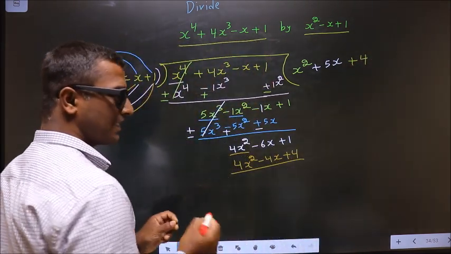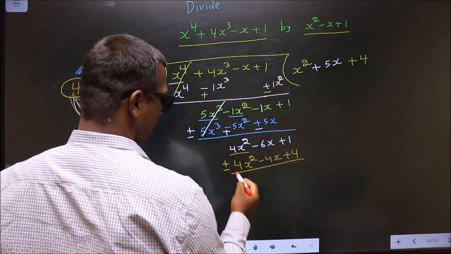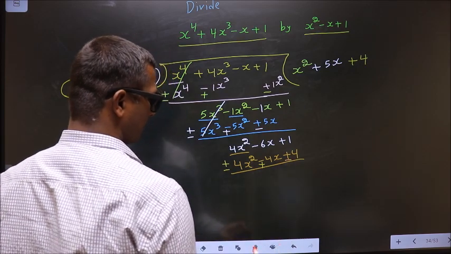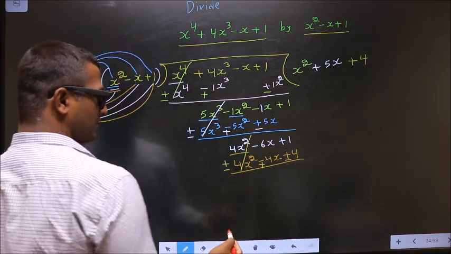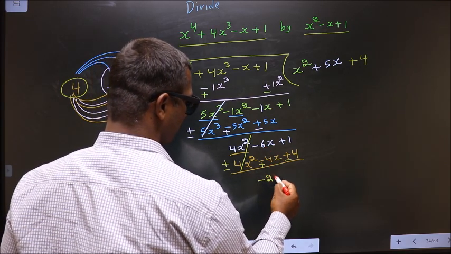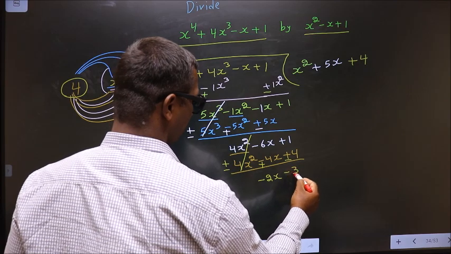Now you should change the signs. So here it is plus, make it minus. Here it is minus, make it plus. Here it is plus, make it minus. Now this cancels out. Minus 6x plus 4x is minus 2x. Plus 1 minus 4 is minus 3.